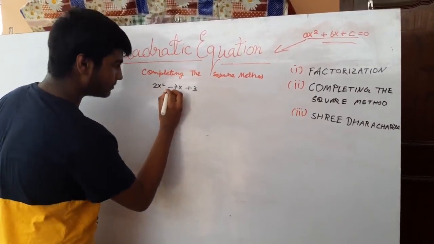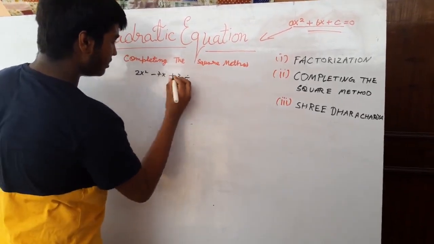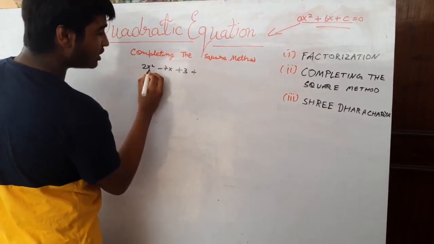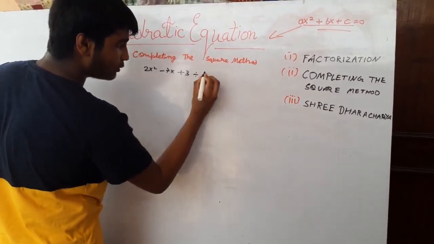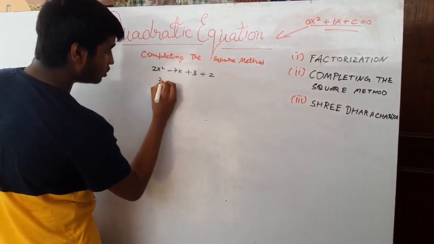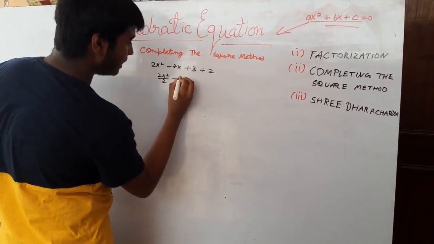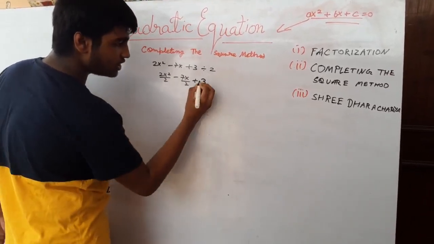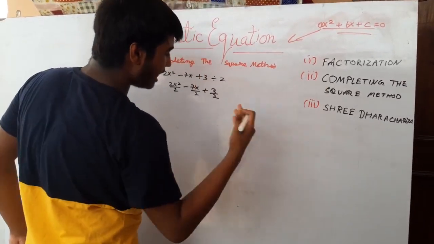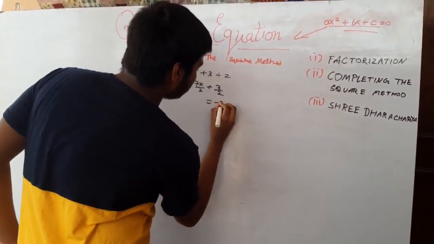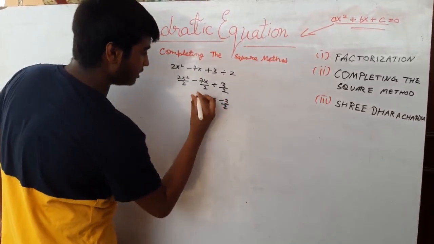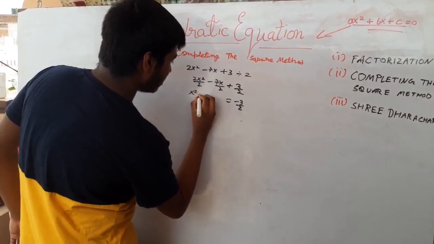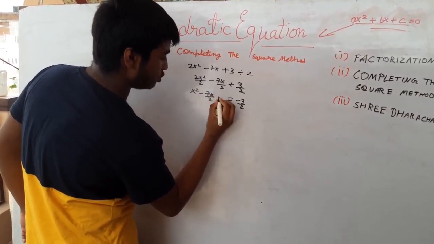Moving further, we will divide the whole quadratic equation by the coefficient of x², so we divide by 2. We get 2x² divided by 2, minus 7x divided by 2, plus 3 divided by 2. We'll shift 3 by 2 to the RHS, so minus 3 by 2 on the other side of the equal to sign. We get x² − 7x/2.